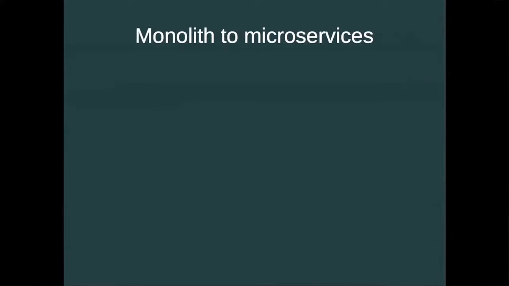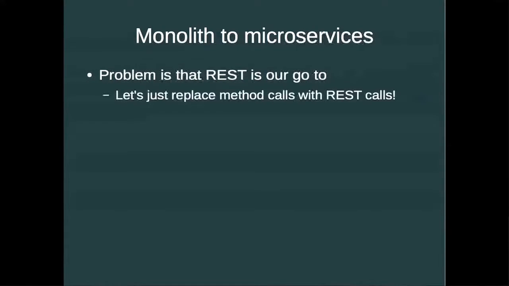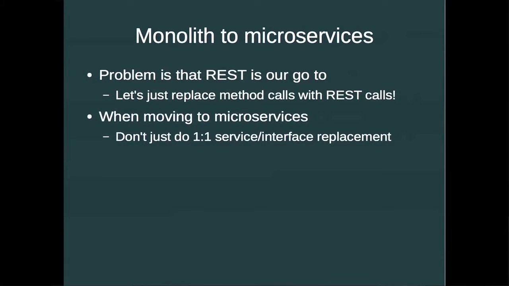So when moving from a monolith to microservices, the problem is not REST. The problem is that REST is our go-to. It's the way we use REST, the way we say, well, here we've got some method calls, and this system needs something from that system, so let's just use REST to get it. So when we move to microservices, we need to make sure that we don't just do a one-to-one service interface replacement. We really need to rethink our architecture and design for an asynchronous architecture.